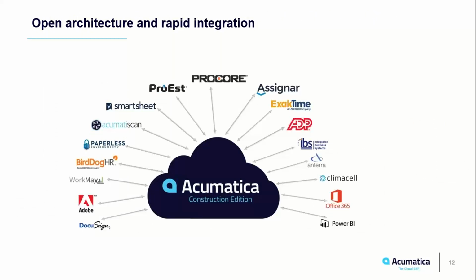Acumatica's open architecture also facilitates rapid integration to some of the best-in-breed construction applications. For example, you'll see Procore and ProEst on this list. You'll also see DocuSign, Office 365. There are many ISVs, which are independent software vendors, that provide integrations to Acumatica and are approved by Acumatica.